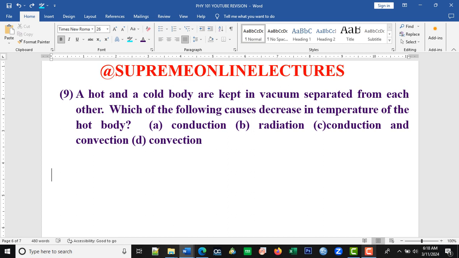Okay, so if we have a hot body and a cold body, and the next moment the hot body decreases in temperature, which option do you think is correct here? A, conduction. B, radiation. C, conduction and convection. D, convection. So the correct option is radiation. The heat from the sun reaches us by radiation. A hot body emits its energy by radiation.